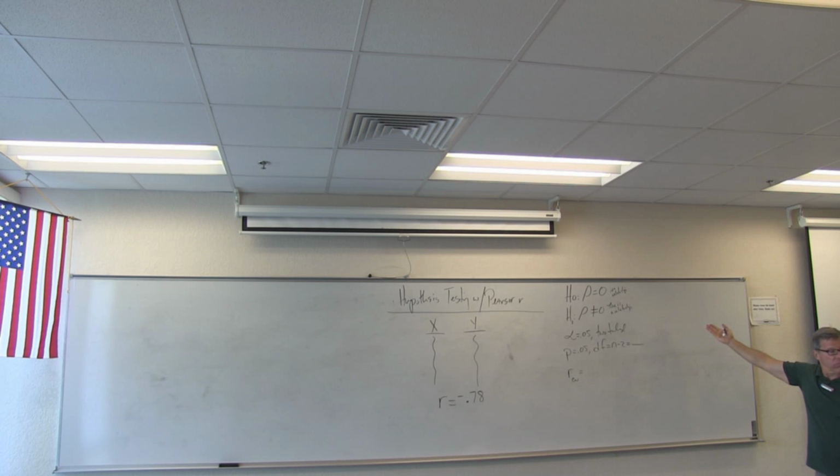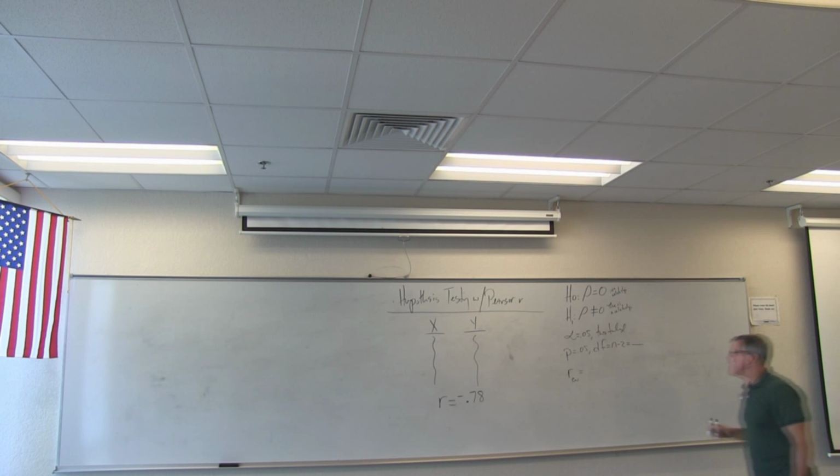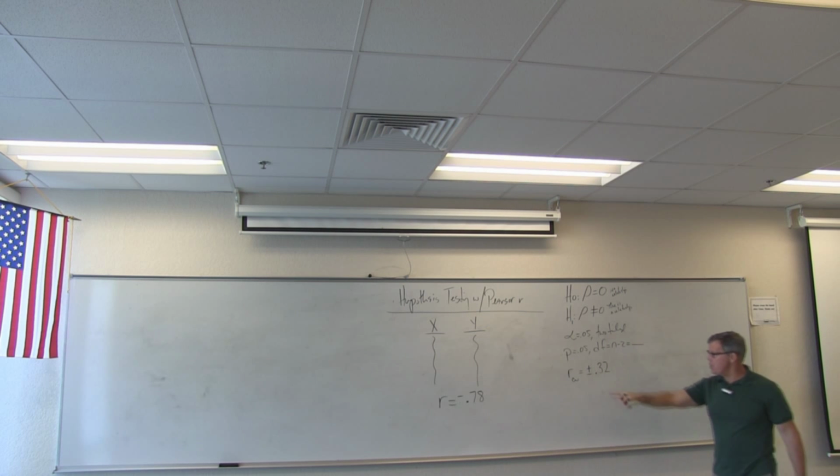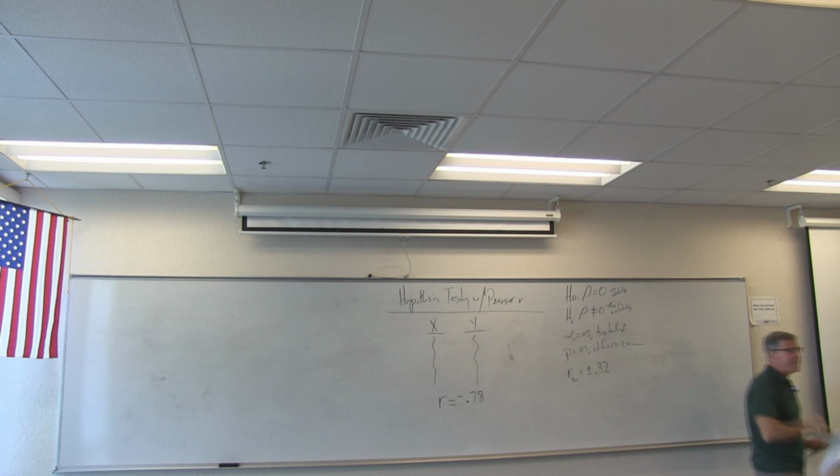But you see another example of hypothesis testing. Same drill, different question, right? Is there a significant relationship between x and y? That's the question. Let's suppose we were able to find a critical value at a given nominal alpha and degrees of freedom. And let's say this critical value was positive or negative 0.32. We've computed a Pearson R of negative 0.78.